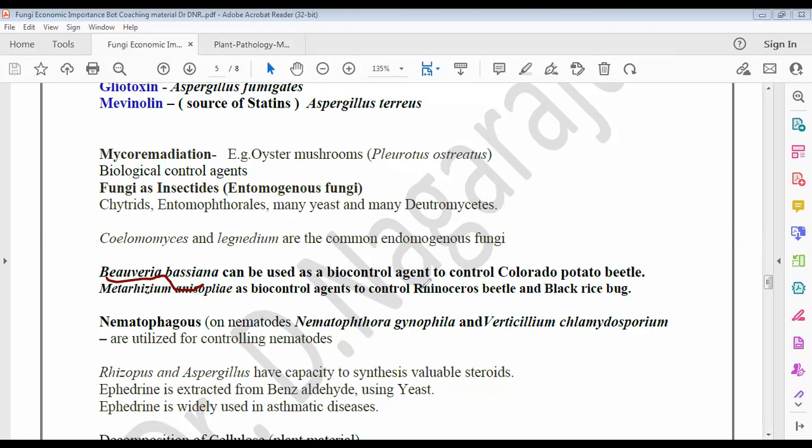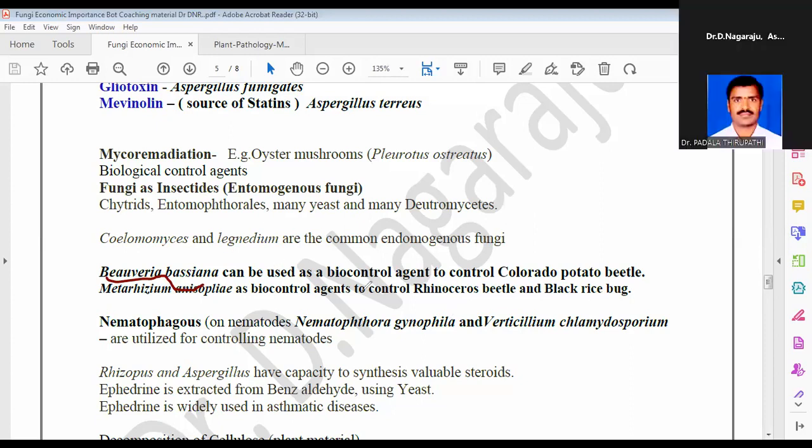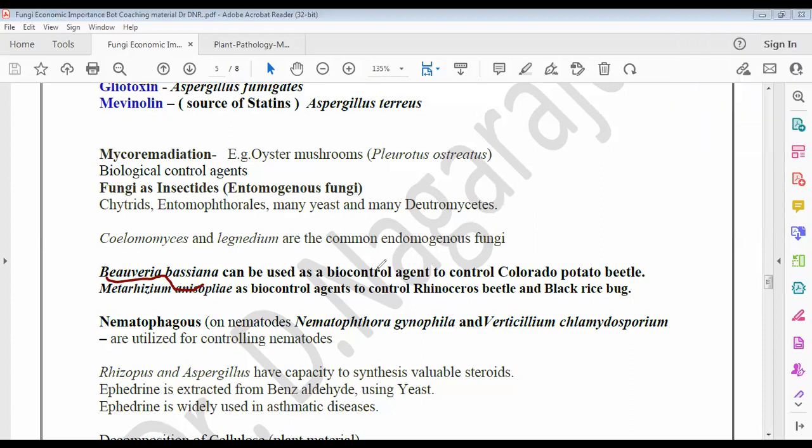And Paecilomyces, Psilocybe, these are also bioinsecticidal fungi. And there are nematopathogens which kill nematodes. Verticillium, especially, is used as a nematopathogen which causes disease in nematodes. To control nematodes, we use these fungi, that is Verticillium and Chlamydosporium.